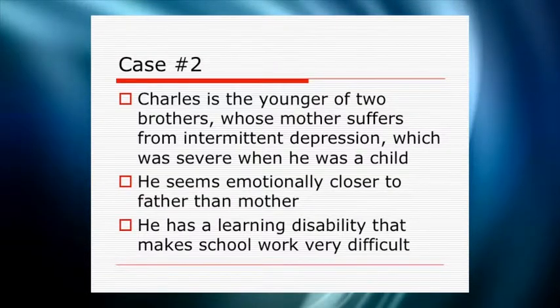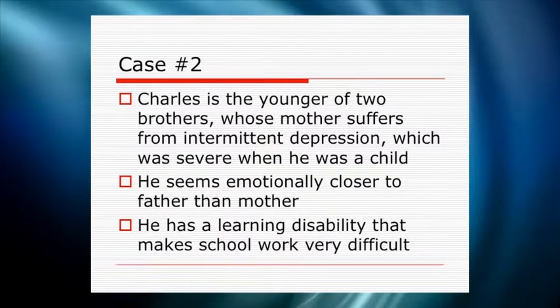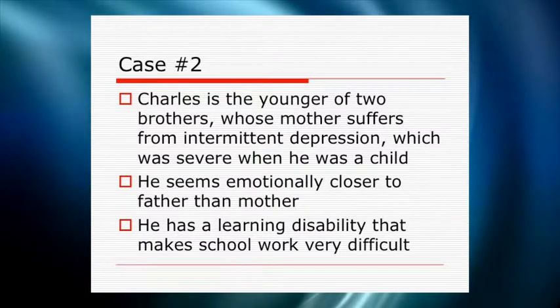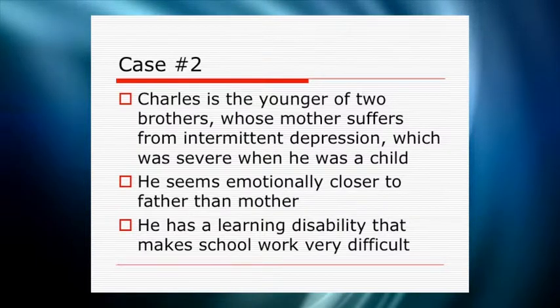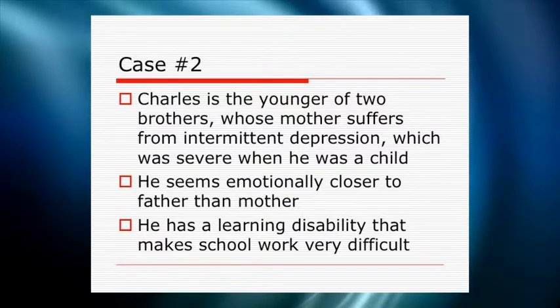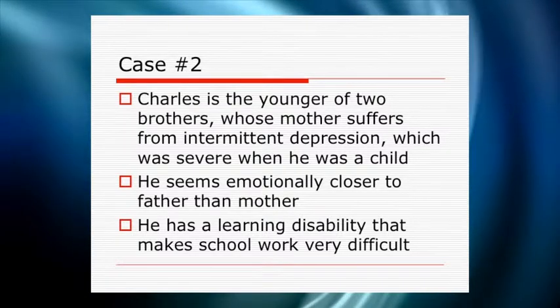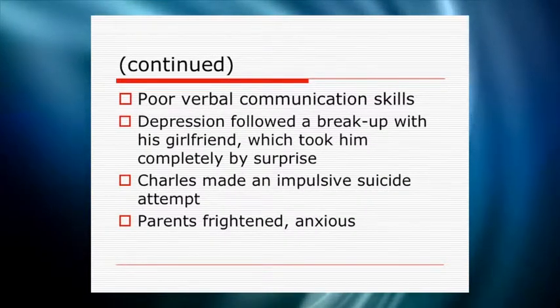Now the second case, this one is close to a real case. It's a little bit changed. So this is the boy who's the younger of two brothers, and his mother suffers from intermittent depression, which was quite severe when he was a child. So this is a kid whose mother was depressed when he was little. He seems emotionally closer to the father than the mother. He has a pretty significant learning disability that makes schoolwork very difficult. He has poor verbal communication skills.